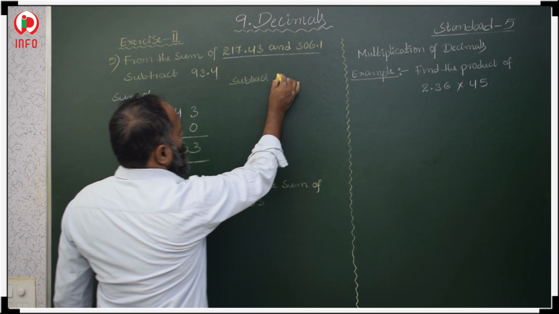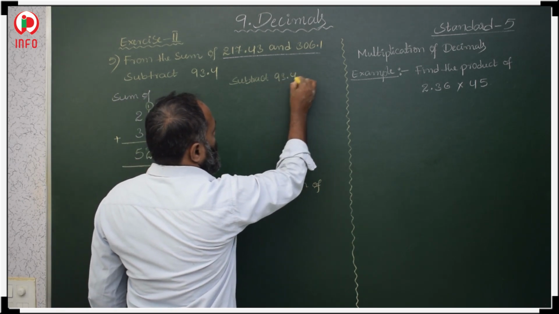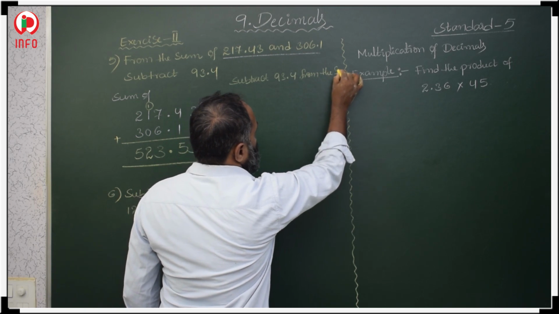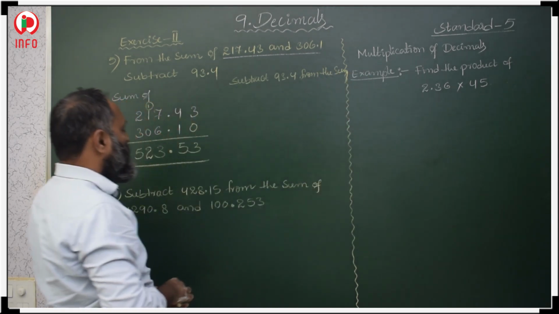So now subtract from the sum. Subtract 93.4 from the sum. What is our sum?